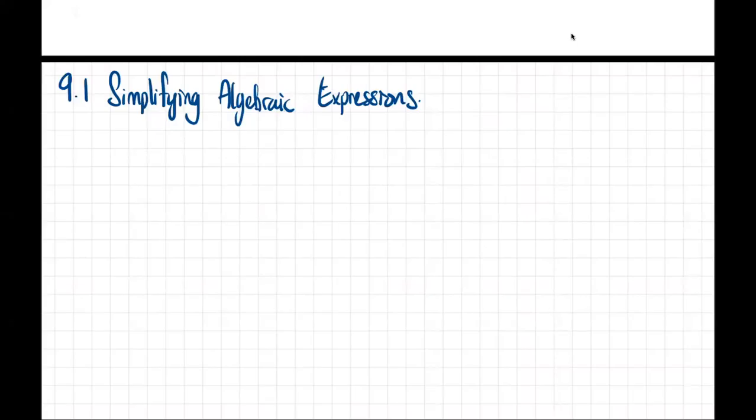This is for chapter 9, Coursebook 9. 9.1 is talking about simplifying algebraic expressions. So expressions are given in terms of unknowns. There are a few things that we need to learn here about the law of indices.